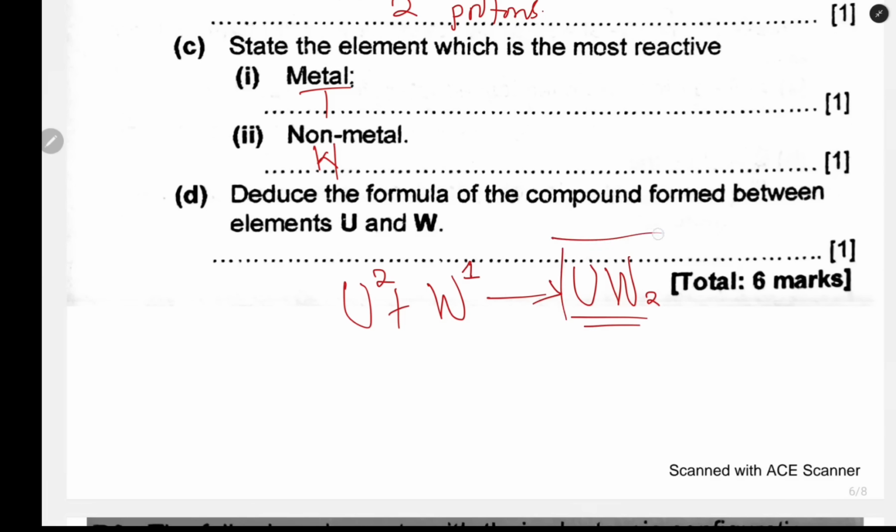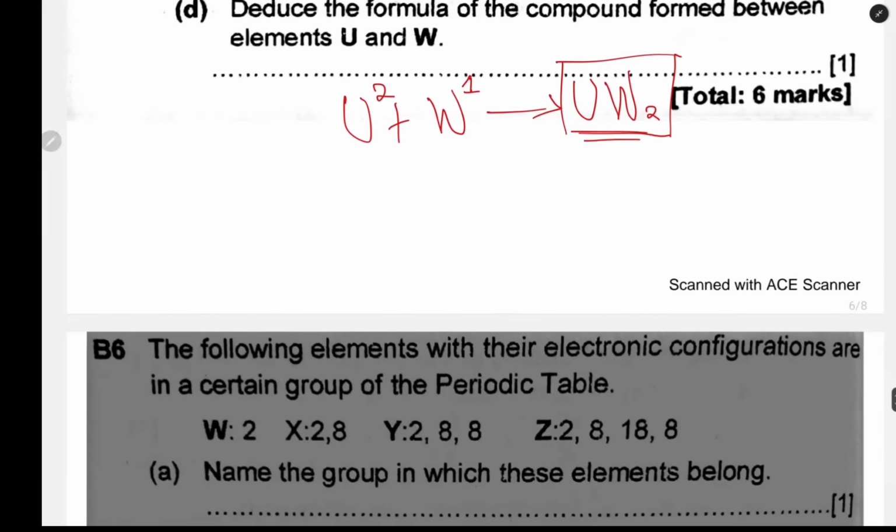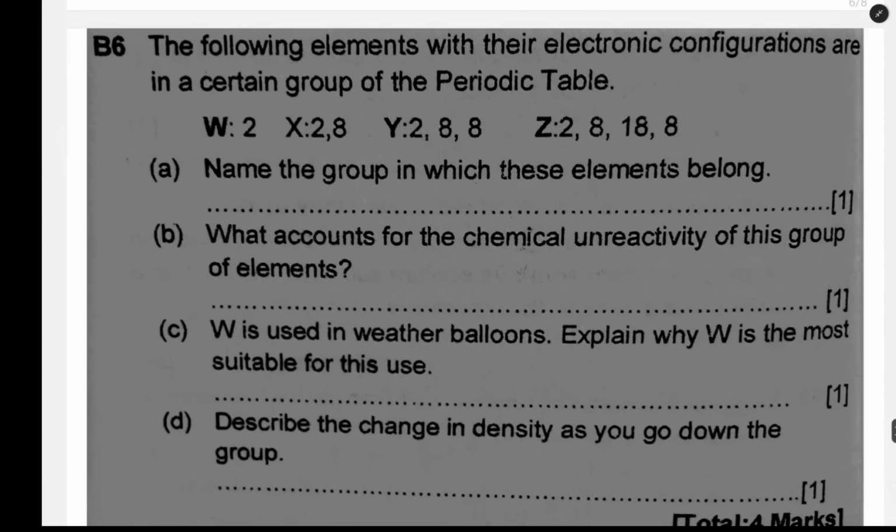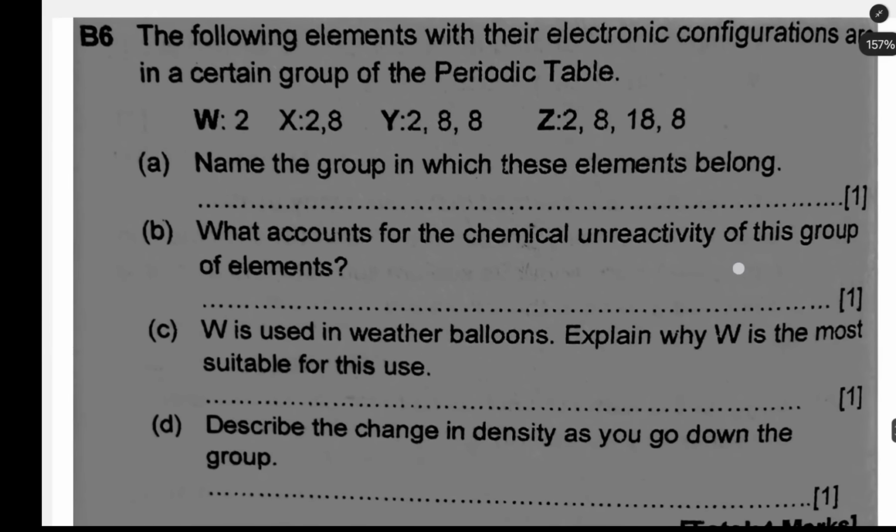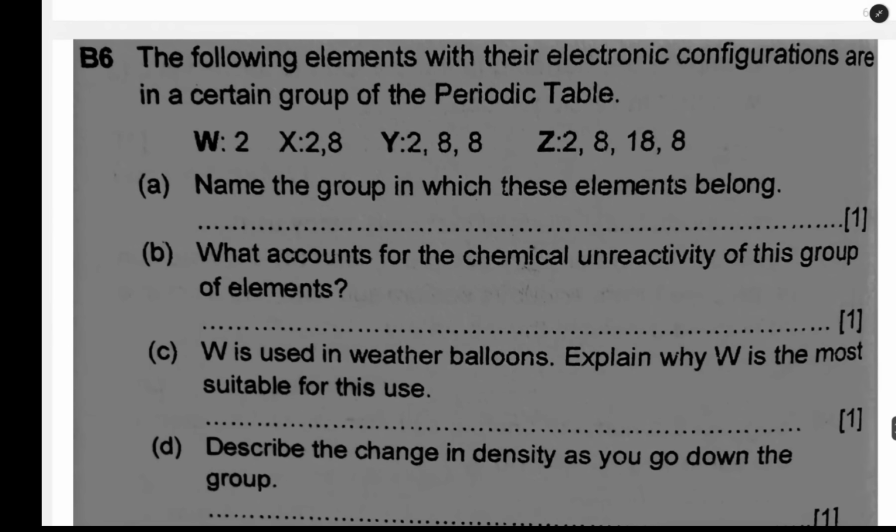But some of you are going to act clever and try to identify the elements. I don't think you need to identify them. Instead, you can use the letters given. Okay. Let us have a look at this question. The following elements with their electronic configuration are in a certain group of the periodic table, as you can see.